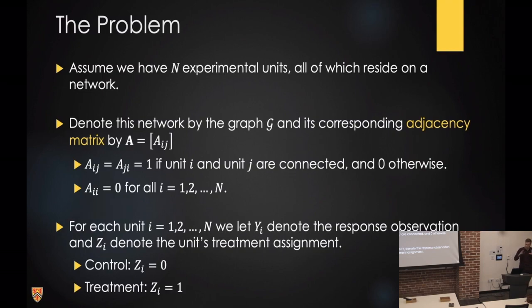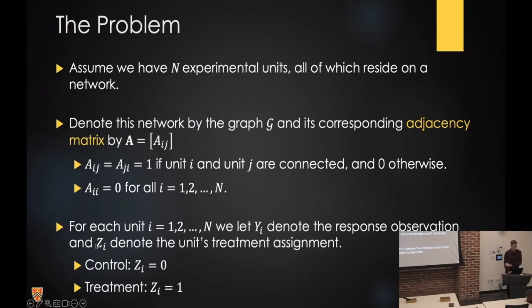Okay, so that's how the network is encoded, and then on every single unit we have other bits of information. The primary one is their response observation Y, which measures something about what they're doing. Did they click a button? How long did they spend on the app? How many friend requests did they generate? It's just a quantification of something about that unit.